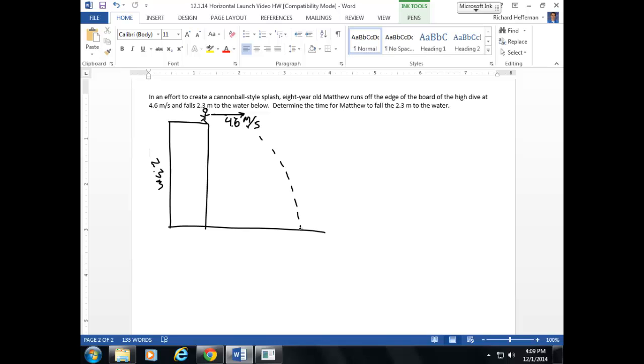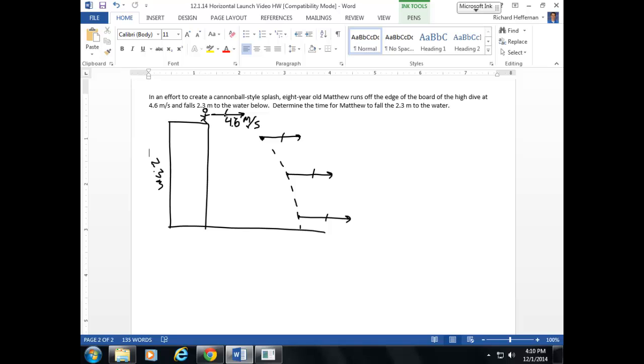So if my man Matthew is running at 4.6 meters per second at the start, then he is always going 4.6 meters per second horizontally as the time goes on, because gravity does not pull side to side, gravity pulls down, and if air resistance is off, which we're assuming it is, that 4.6 meters per second, there's no unbalanced force causing him to accelerate side to side, so he continues moving horizontally at 4.6 meters per second.